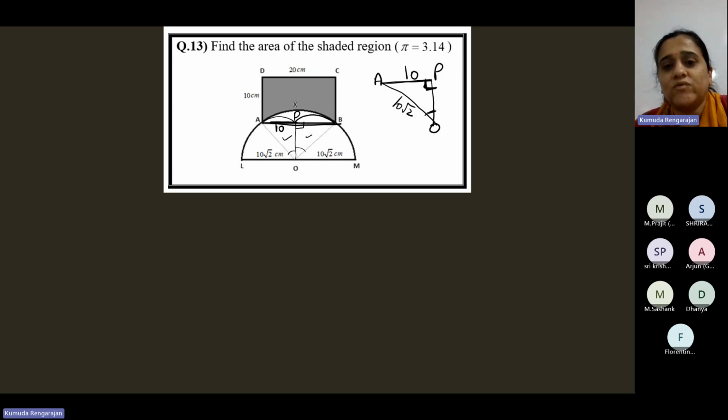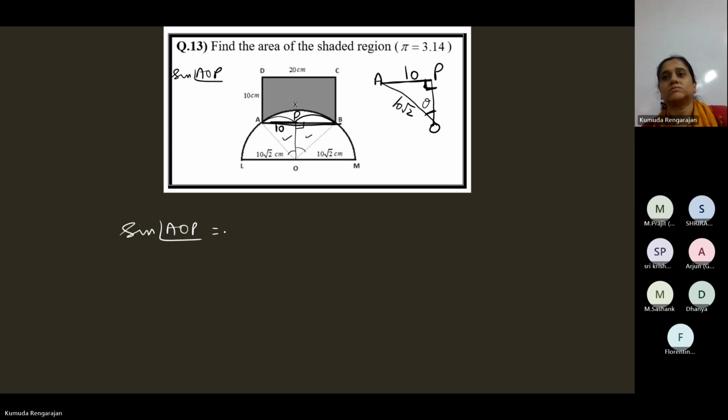with these two. So for this angle, this is the opposite side, this is the hypotenuse. So what is it? Sine. You can mark theta here, or you can also write the sine of angle AOP. It's not that you should mark theta; you can just name the angle. Sine of angle AOP is equal to opposite 10 by hypotenuse 10 root 2.